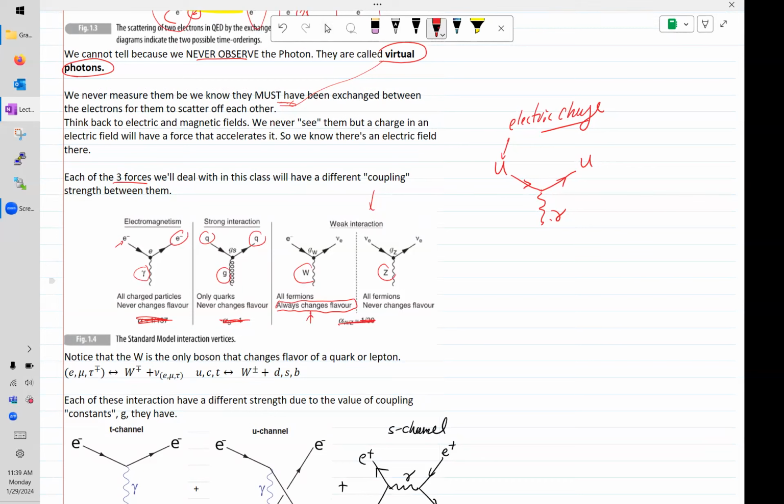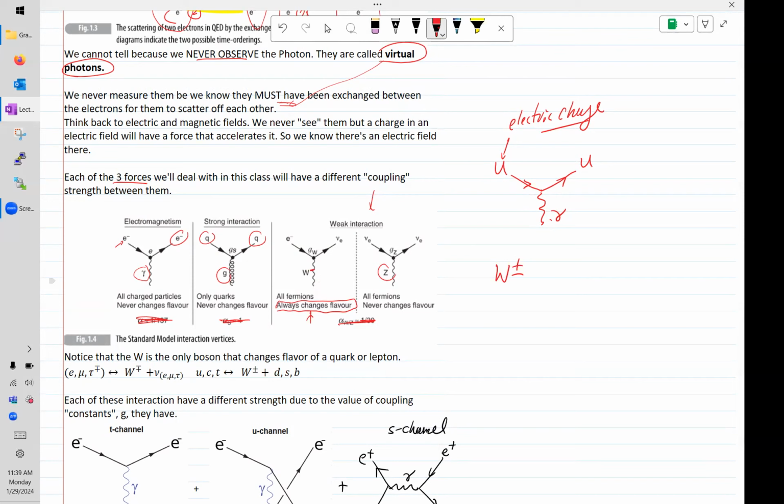So look at this little diagram here, right? A W boson has an electric charge of either plus or minus 1. So if it emitted that plus or minus 1 electric charge, in this case, it's going to be minus. Let's just put a minus here.